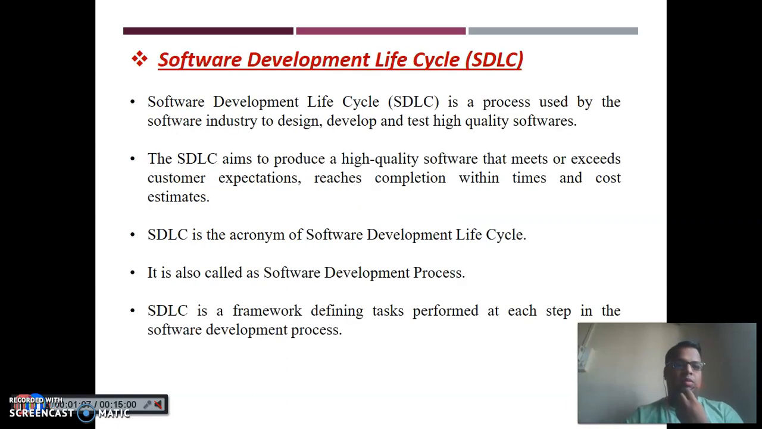So let's start. First of all, before starting with the C language, you should know the basics of the software development lifecycle. The software development lifecycle, that is SDLC, is a process that is used by the software industry to design, develop and test high-quality software. The SDLC aims to produce high-quality software that meets or exceeds customer expectations, reaches completion within time and cost estimate. It is also called the software development process. SDLC is a framework defining the task performed at each step in the software development process.